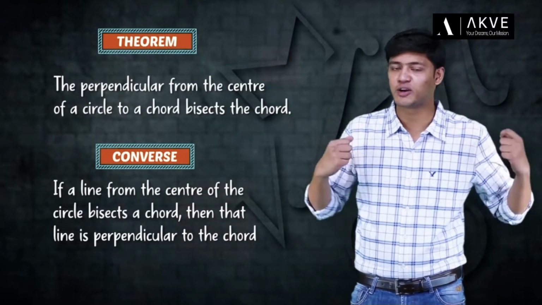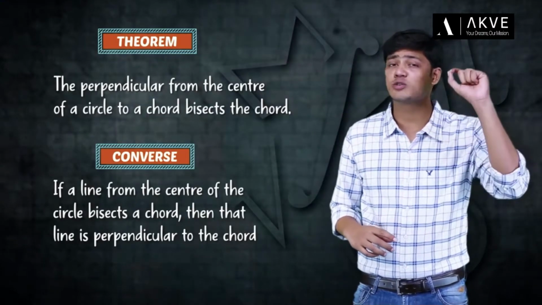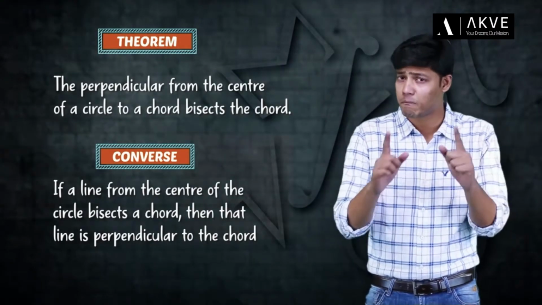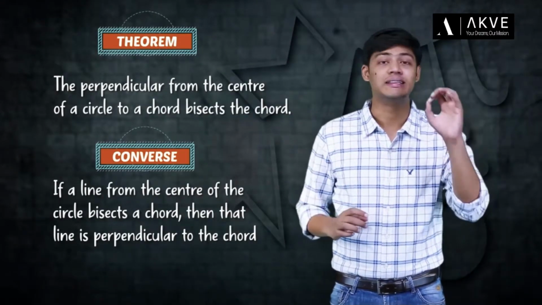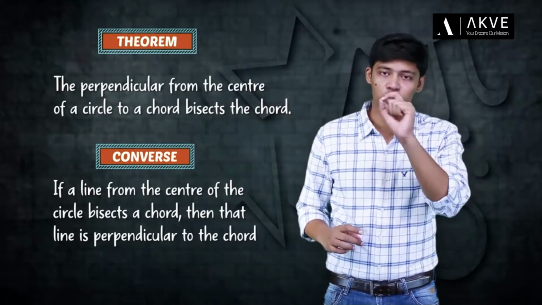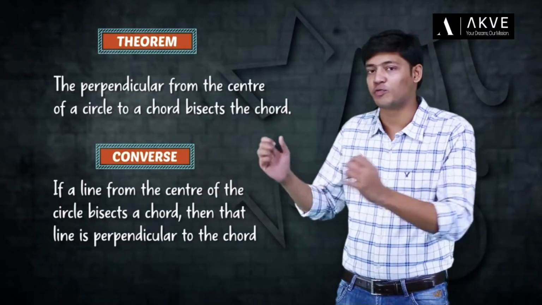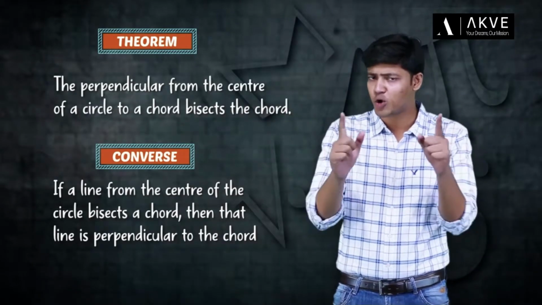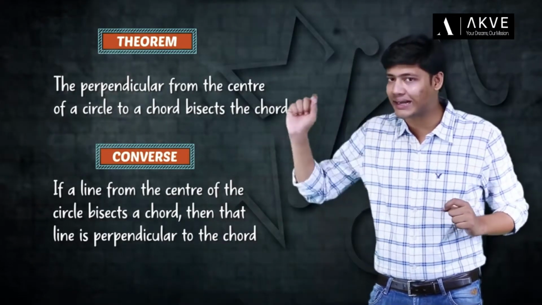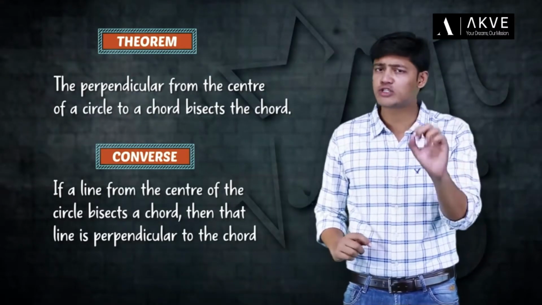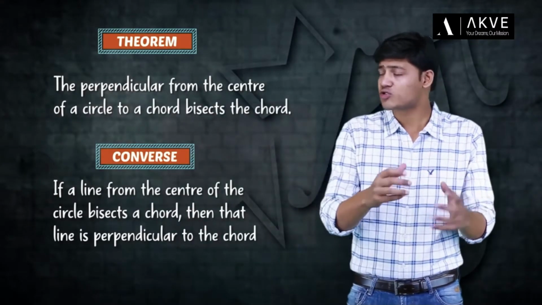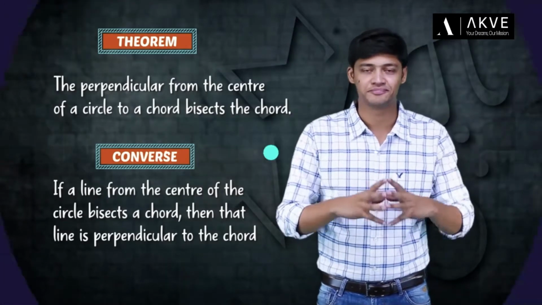So, we can conclude that if a line passing through the center of the circle bisects a chord, then that line is perpendicular to the chord. So, we even proved the converse statement. I hope you understood the theorem and its converse. Now, let's solve some problems based on these two theorems.